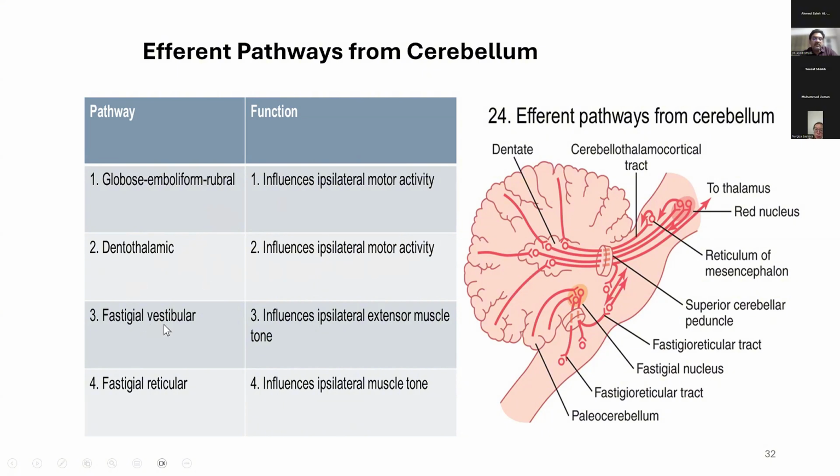The third one is the fastigial vestibular. It influences the ipsilateral extensor muscle. And the fastigial reticular, they influence again the ipsilateral muscle tone. So these are the diagrams of the efferent pathways from the cerebellum: globose emboliform, dentothalamic, fastigial vestibular, and the last one is the fastigio reticular.